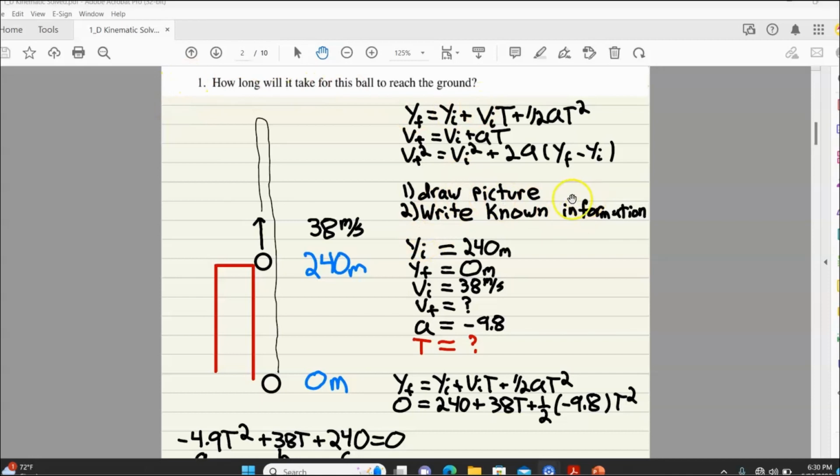So after you've drawn the picture, you want to write down all the known information, and that's always going to be these variables every time. Y initial, Y final, V initial, V final, acceleration, and time. Then you look at the picture and you just fill in this information.